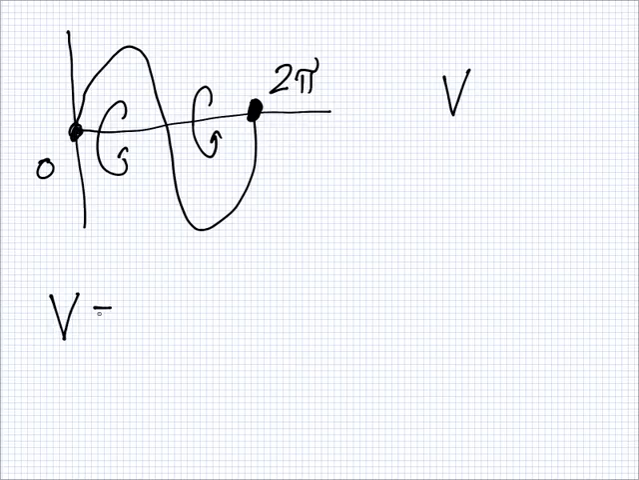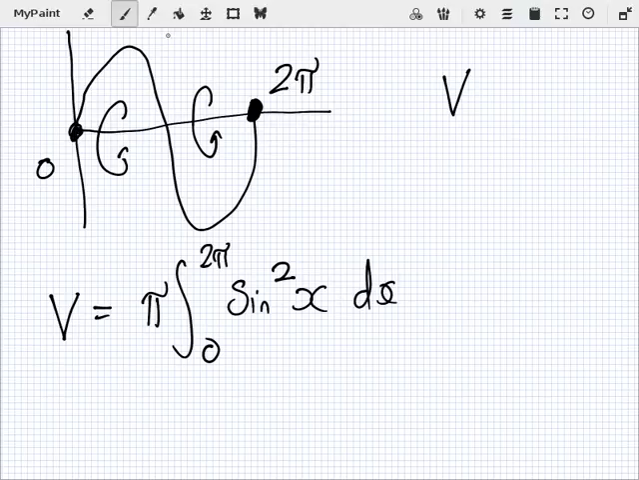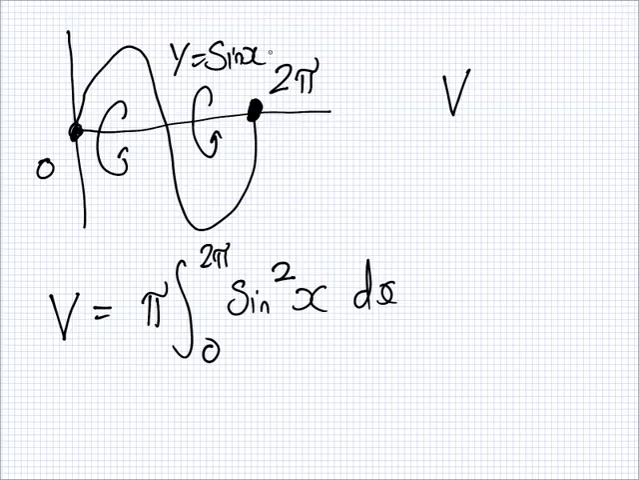The volume will equal pi integrate 0 to 2 pi sine squared x dx, because y equals sine x. Scroll down. So what way did you try to do this? Okay, this is as far as you got, was it? Anyone else try it? Victor, can I go down?